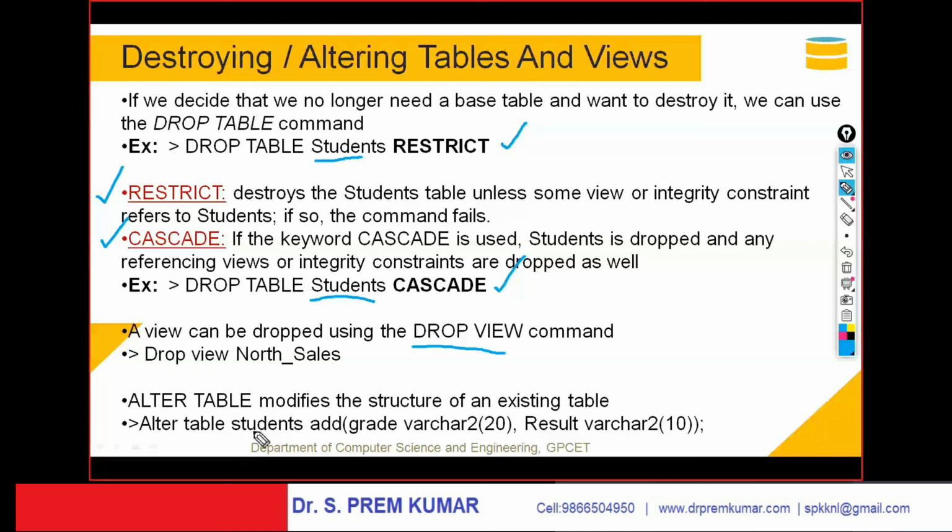Once again, on a base table, I created views. Now I am doing some modifications on the base table. As the views are dependent on the base table, the alterations done on the base table will immediately reflect onto the view. So alter table students add, I added something like grade and results. These alterations to the base table students will automatically affect the corresponding views. That is the point to be observed.